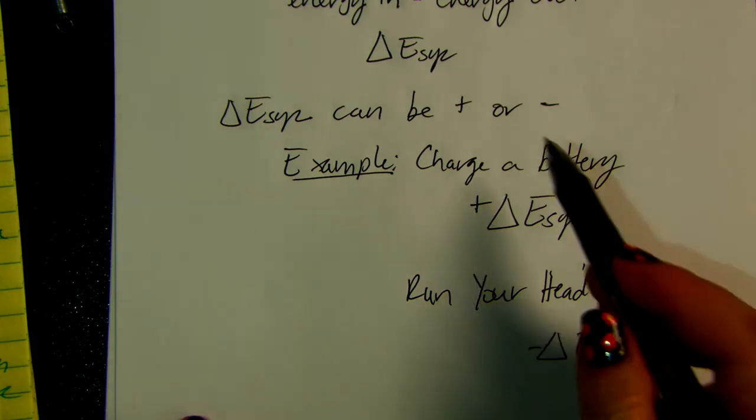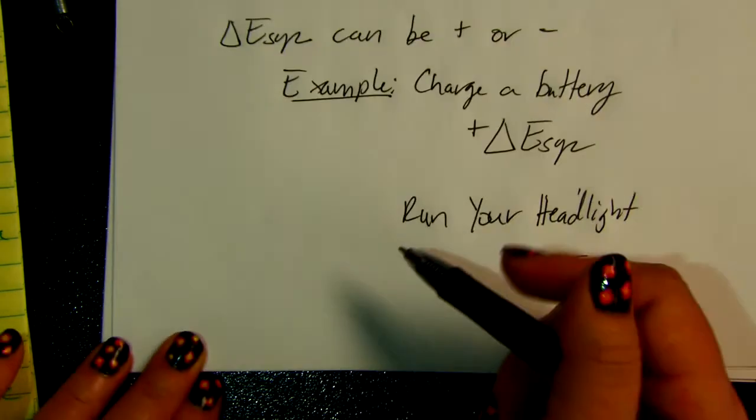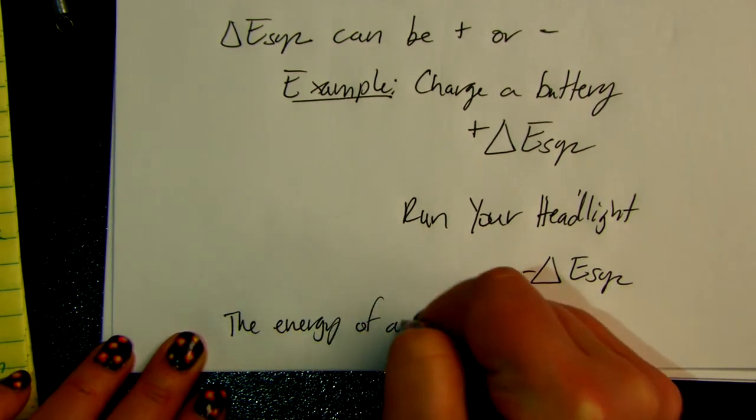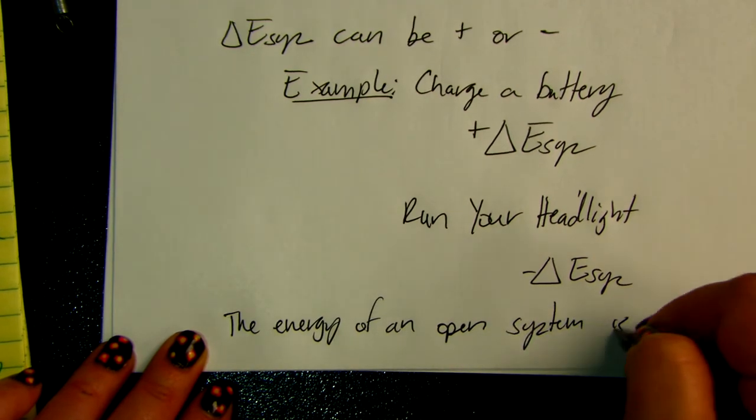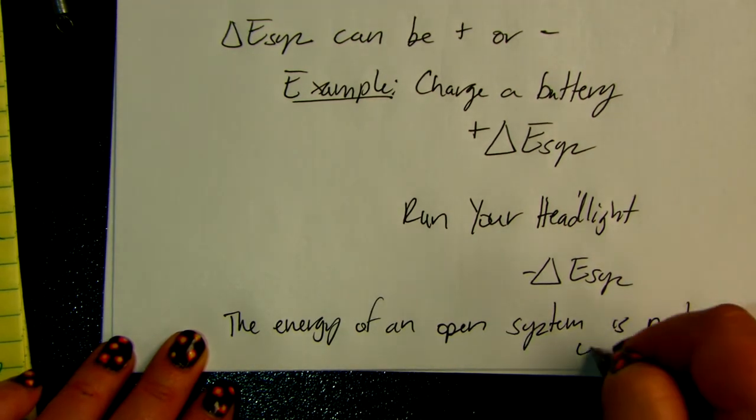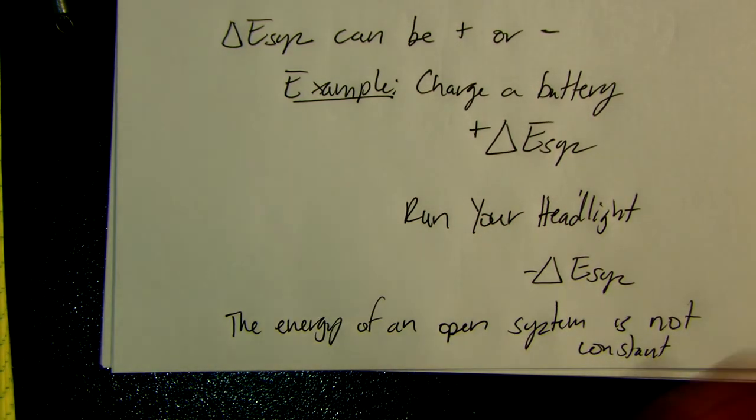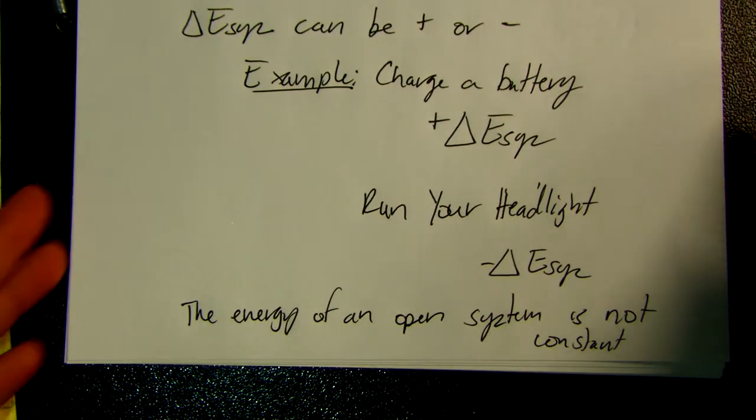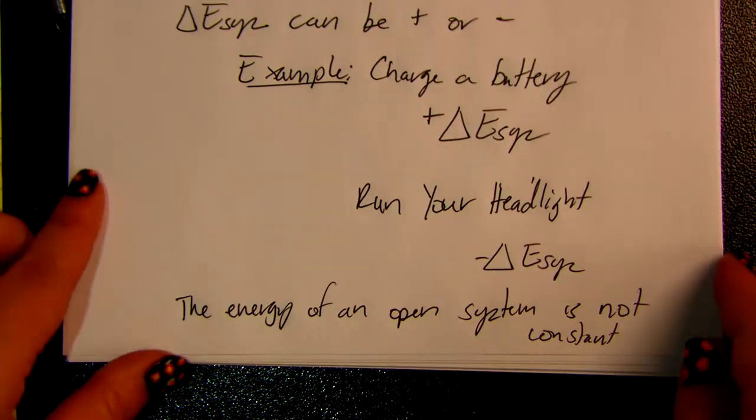So here we have two examples of positive and negative change in energy of systems. And also, the energy of an open system is not constant, or is not necessarily constant. So you cannot make that assumption unless something else is true about it. It can be constantly exchanging energy with the universe. So if you say your system is open, you can't say, well, my system is open, therefore delta E system is 0. No.